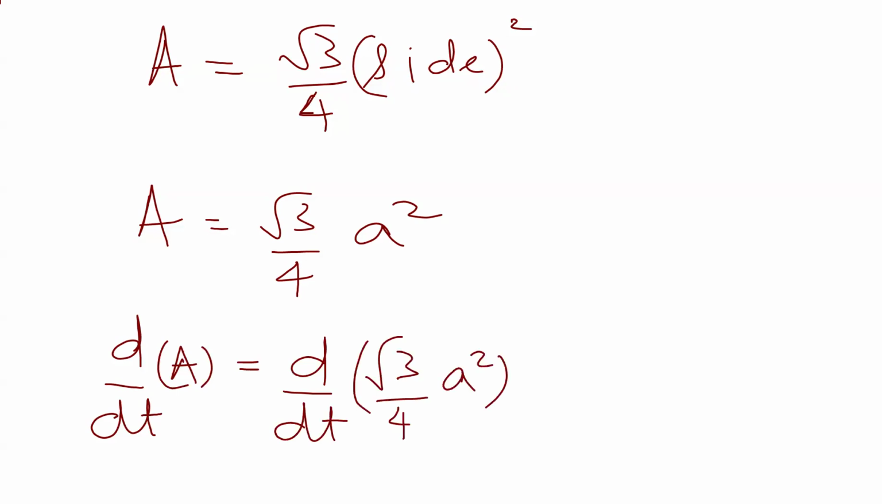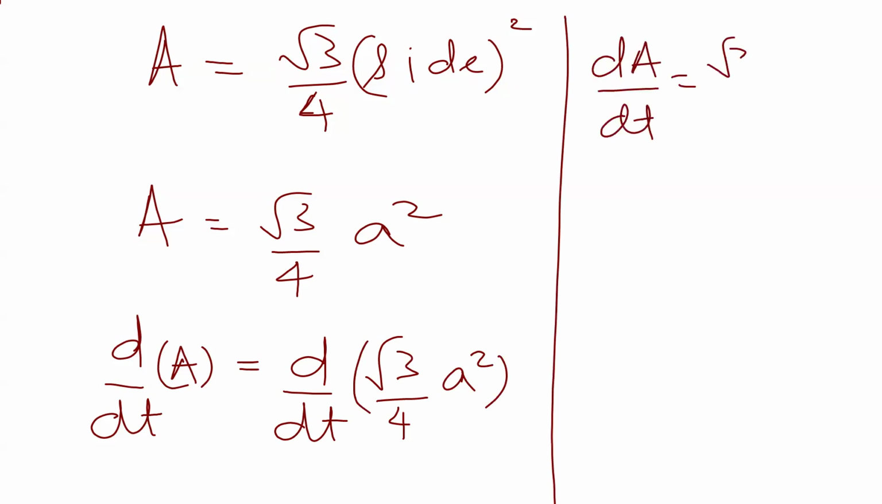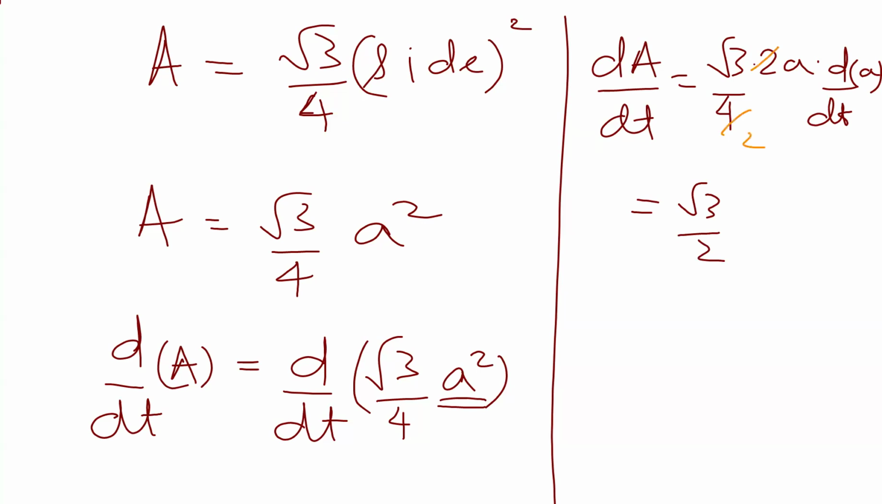So dA by dt, root 3 by 4 will go outside. A square will be 2a into d by dt of a. Okay, so root 3 by 2. Fine, so 2 ones are 2, twos are root 3 by 2 a, and dA by dt.